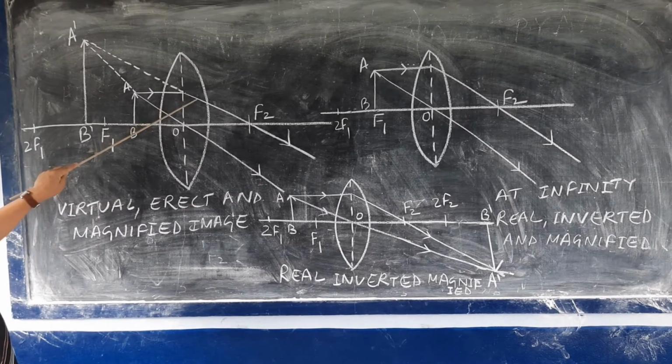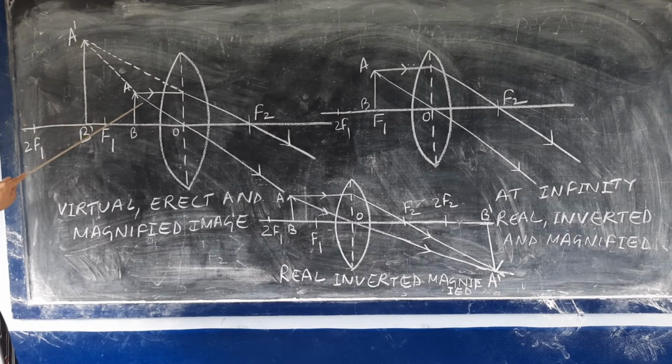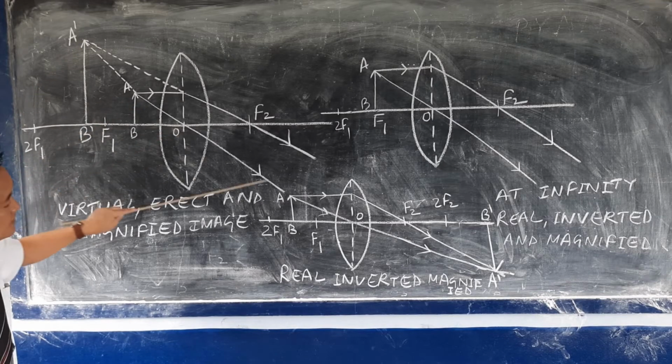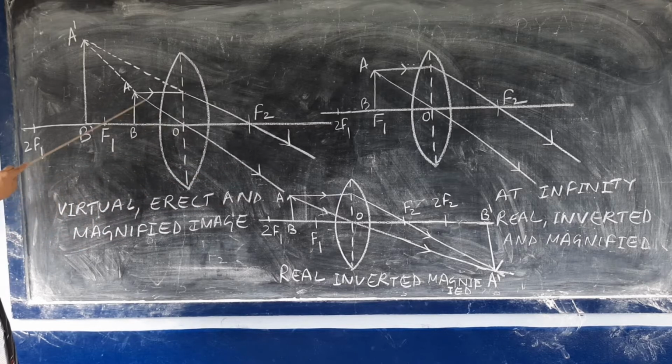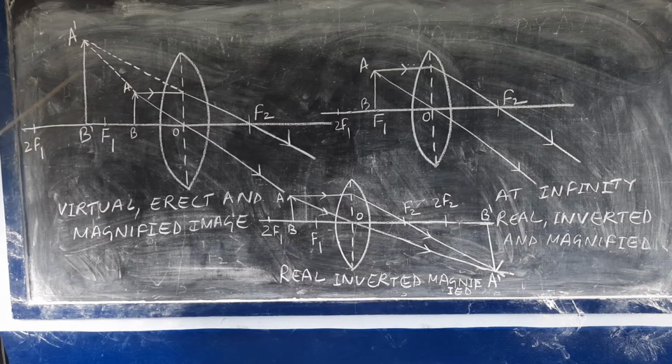Now these are the refracted rays, and these refracted rays are produced backward. Here, this is the incident ray, and this is the refracted ray. These refracted rays are produced backward, and they will meet at one point here, and this point is the image of the object AB. This image is A dash B dash. You can see the size of the object and the size of the image. The size of the image is much larger.